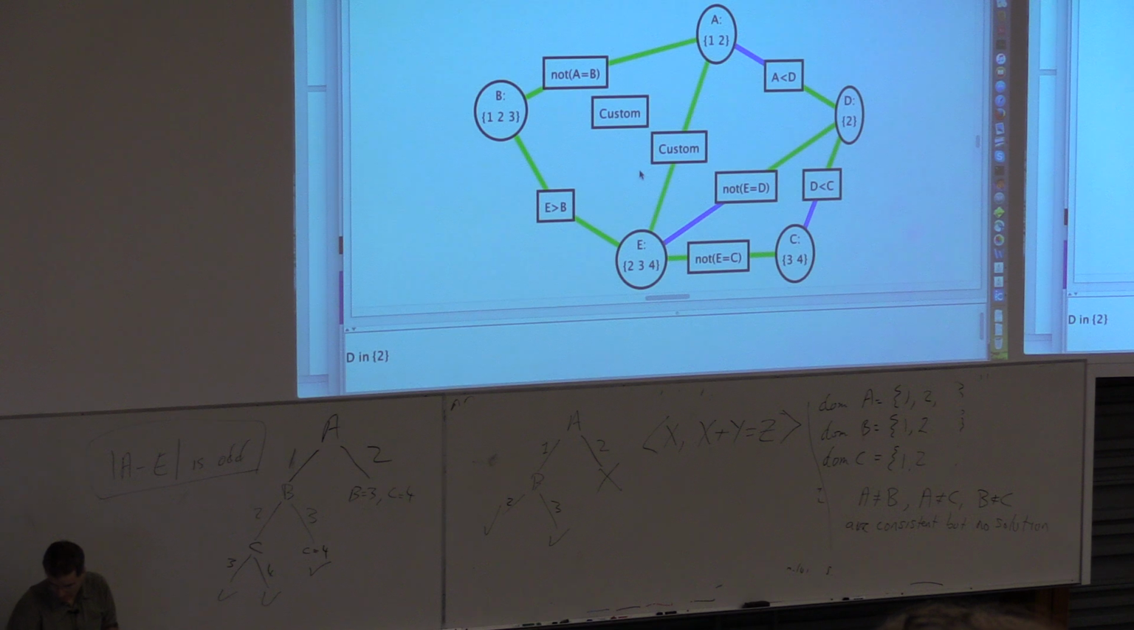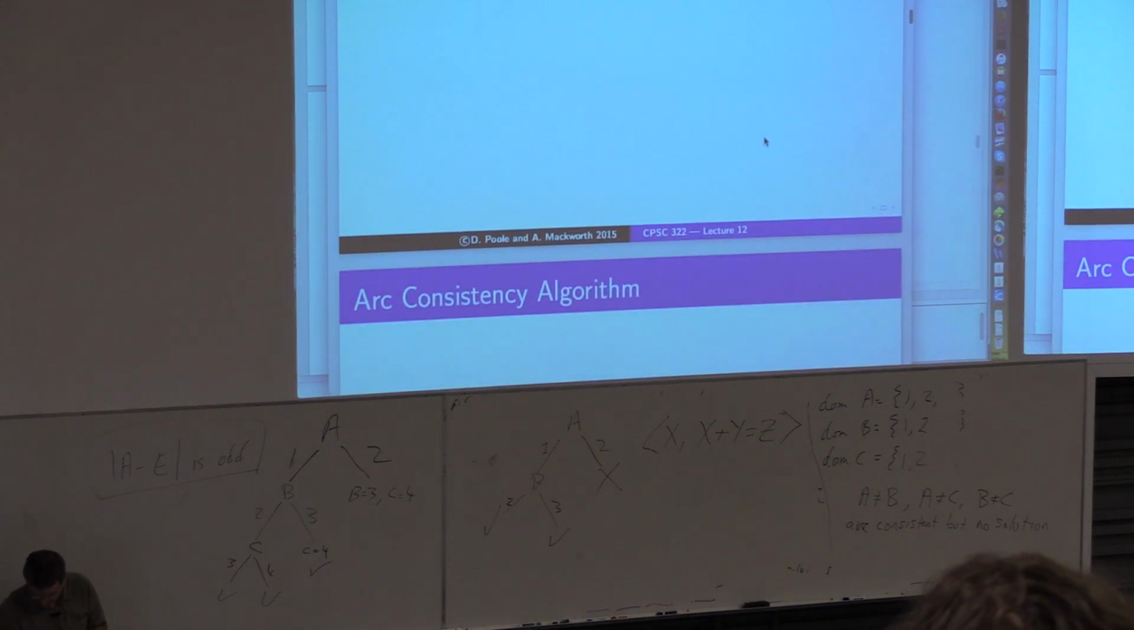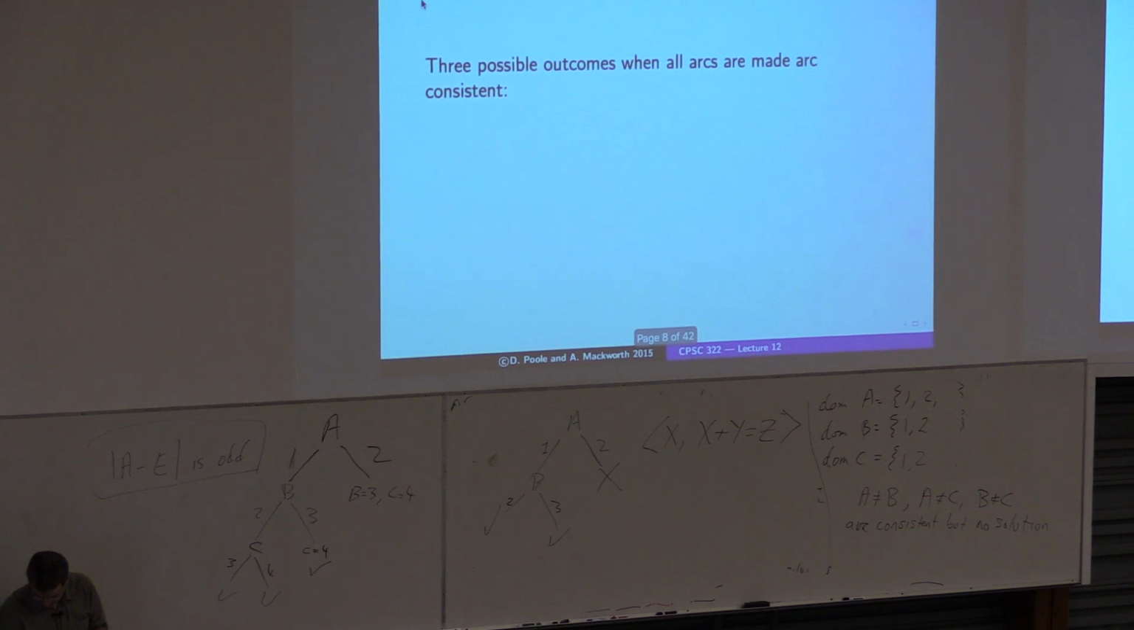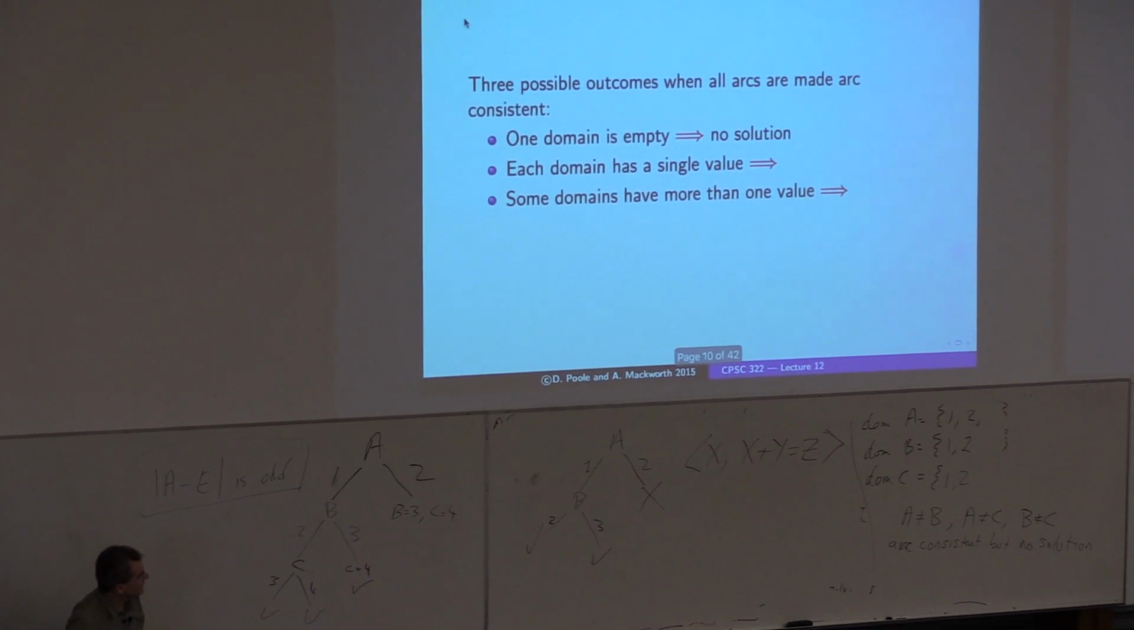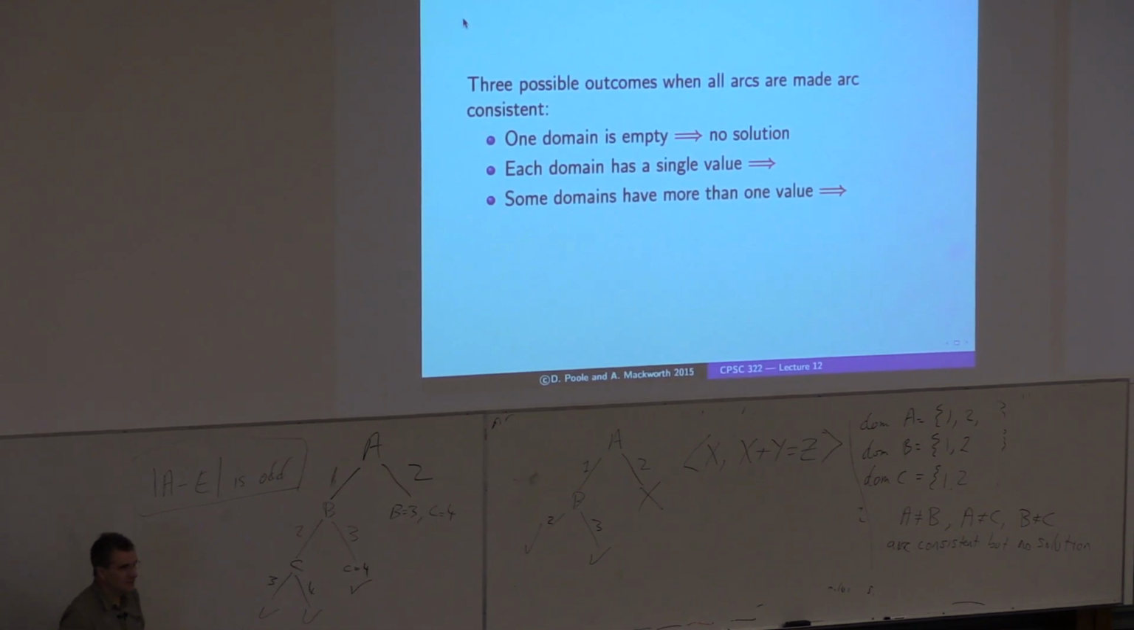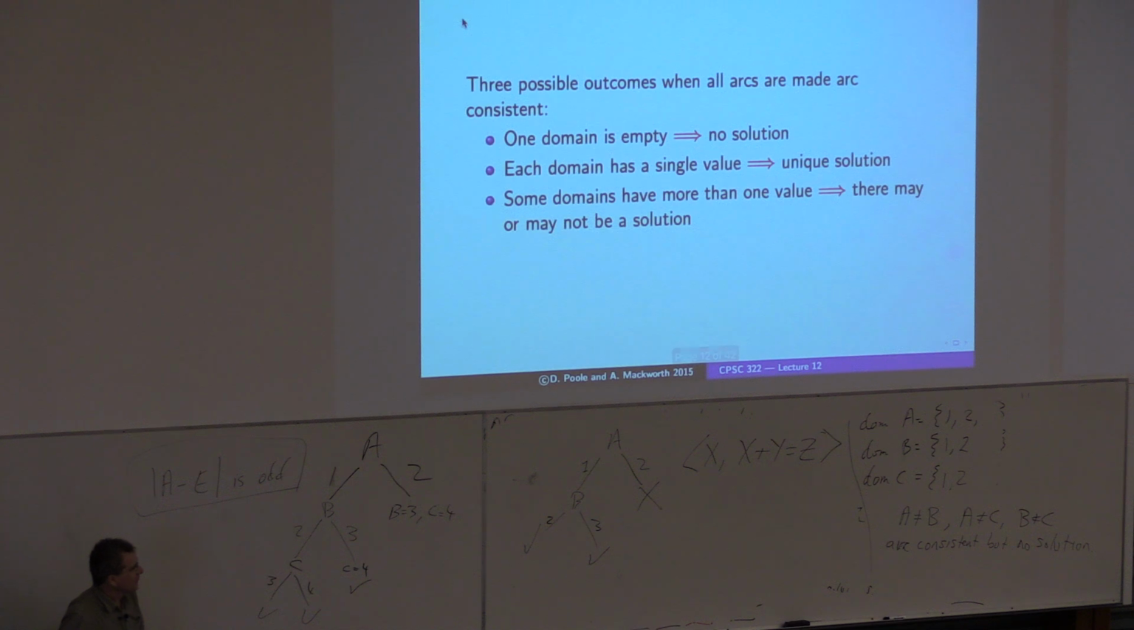Okay, let's go back to here. I think we did all this. So we did 3 outcomes when they're all consistent. If one domain is empty, there's no solution. If each domain has a single value, there's a unique solution. And when some domains have more than one value, there may or may not be a solution, we don't know.